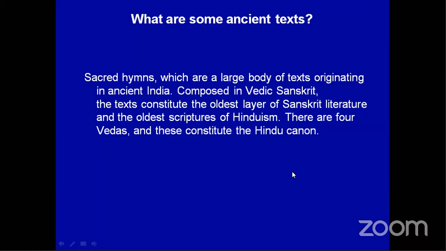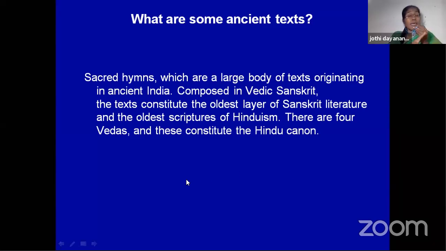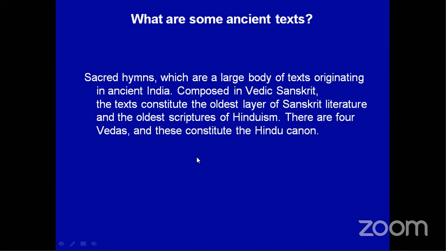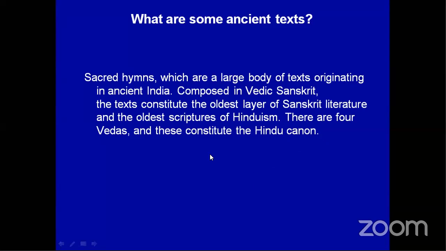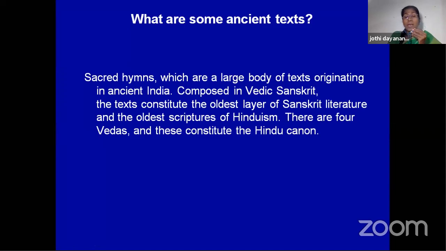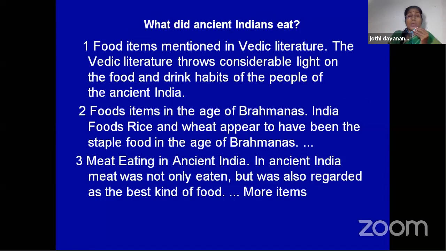Okay, so we'll start now. Basically the sacred hymns, the Vedic books that have come out, only speak about what the basic Indians took as their food based on their demands. There are four Vedas, as I said: Samaveda, Rigveda, Yajurveda, and the Atharvaveda. Those four Vedas speak about the food that ancient Indians consumed. The food items mentioned in Vedic literature throw considerable light on the food and drinking habits of the people of ancient India.